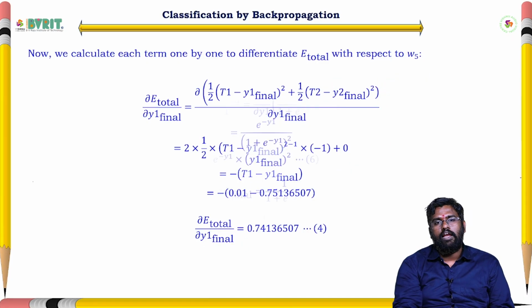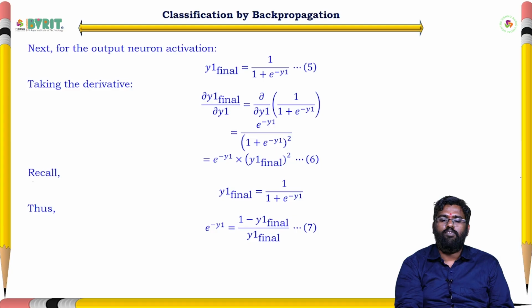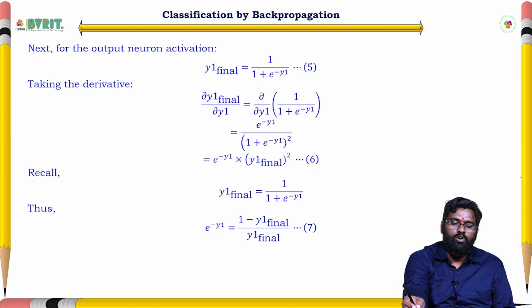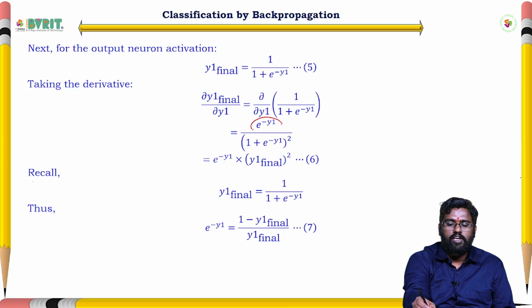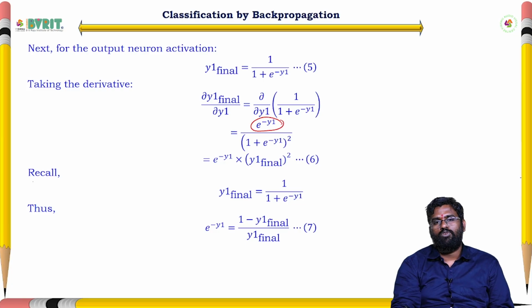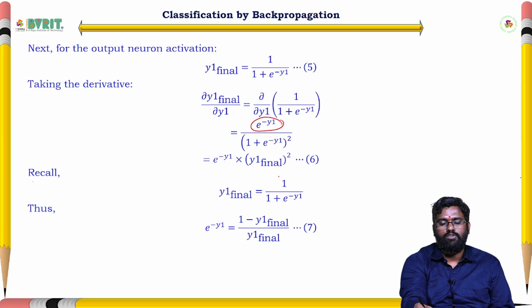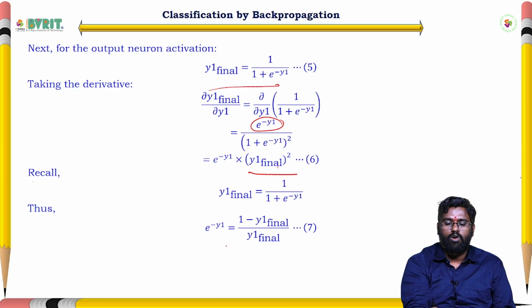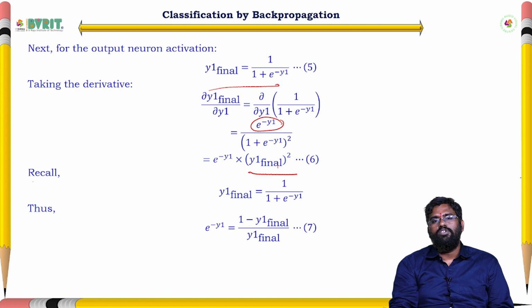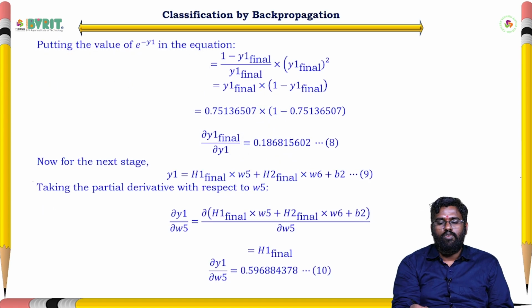Now we need to calculate Y1 final with respect to Y1. We already know Y1 final equals 1 by 1 plus e power minus Y1. Doing the derivative, we get e power minus Y1 by 1 plus e power minus Y1, whole square. Then we substitute into the equation. We already know 1 by 1 plus e power minus Y1 is Y1 final. Substituting this, we finally obtain the value 0.18.